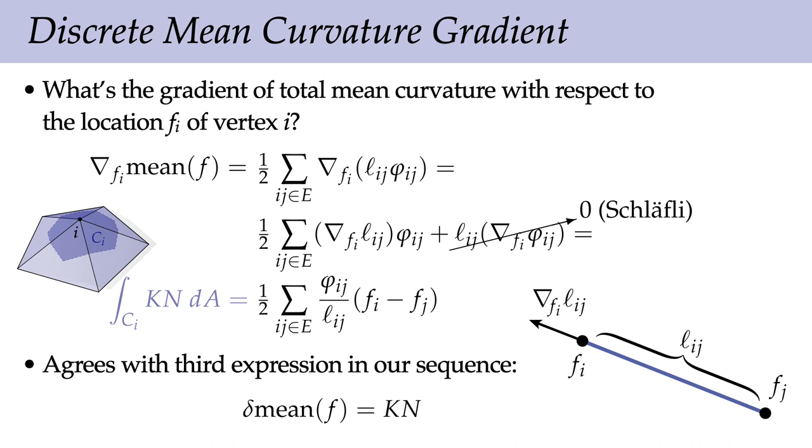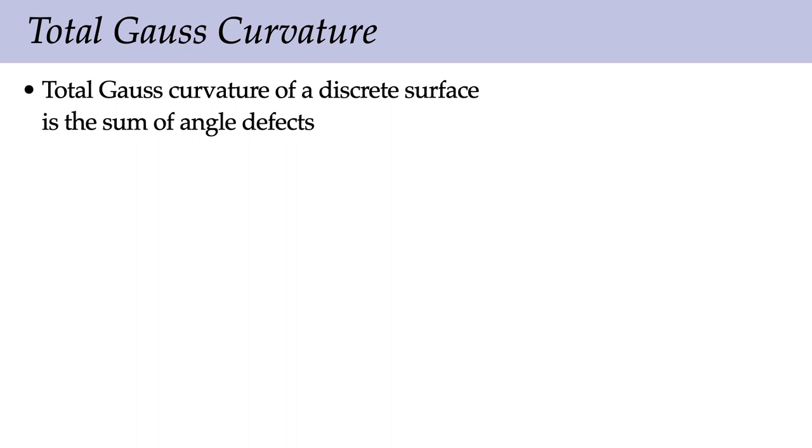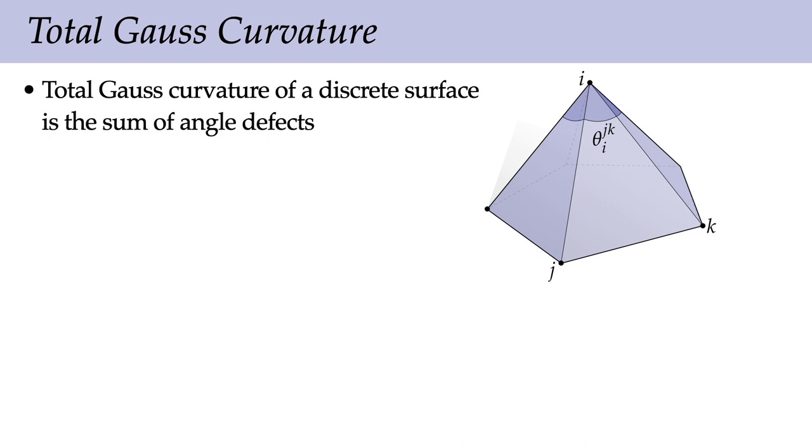All right, let's now look at Gauss curvature. So the total Gauss curvature of a discrete surface is just the sum of angle defects, 2 pi minus the sum of the interior angles at the vertex.